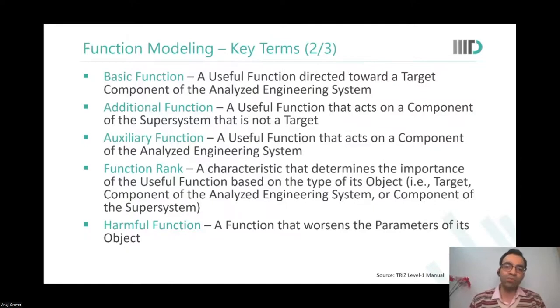Additional functions are useful functions that act on components of the supersystem that are not the target. Auxiliary functions act on other components of the engineering system itself. Okay. And then we assigned a rank to every function. Basic functions were assigned a rank of 3. Additional functions were given a weight of 2. Auxiliary functions were given a weight of 1.